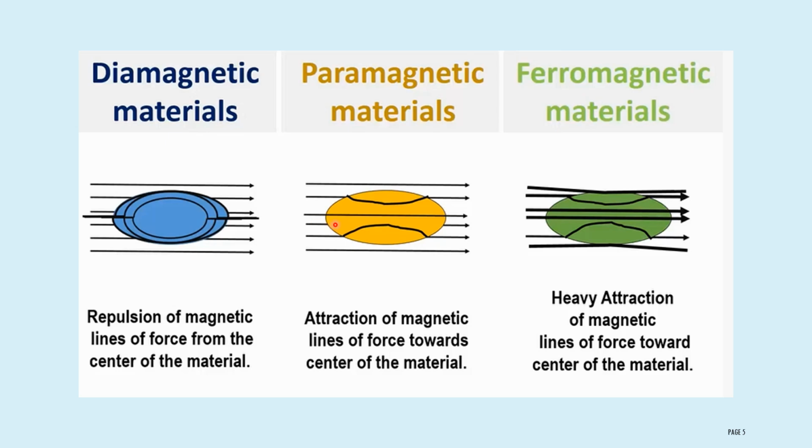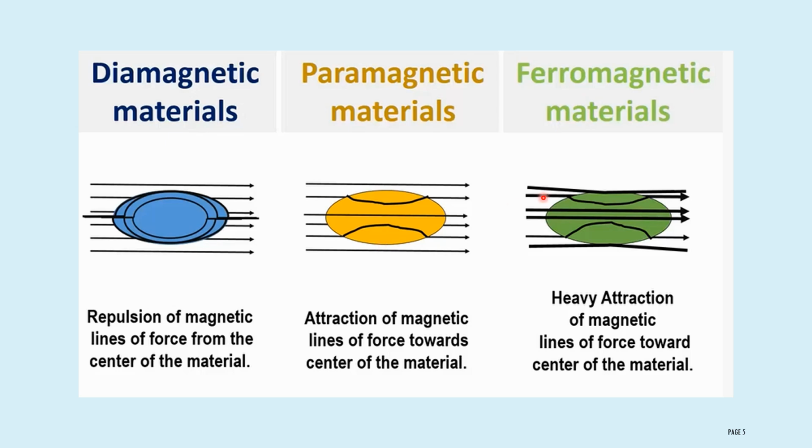In the case of paramagnetic materials, if you place a paramagnetic material in the magnetic field, then the magnetic field lines will be attracted towards the center of the material. Attraction of magnetic field lines of force towards the center of the material. They will get attracted towards the center of the material in the case of paramagnetic materials.